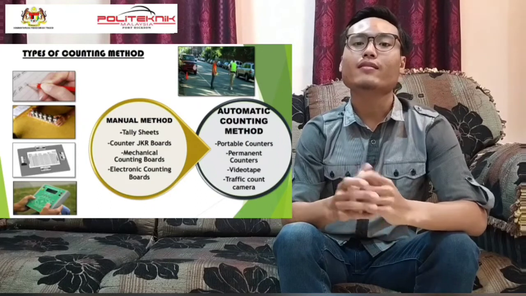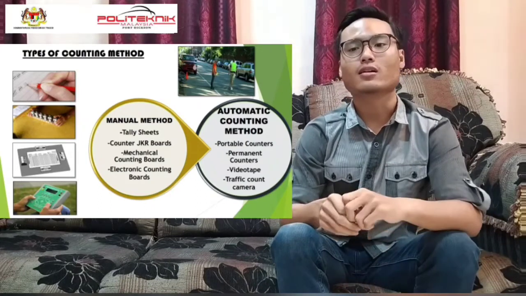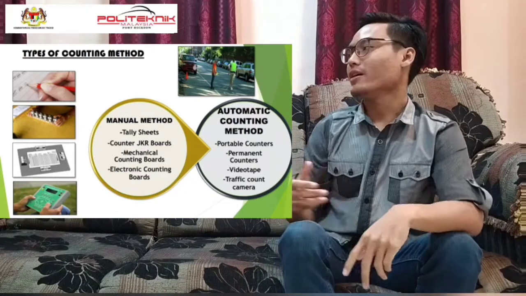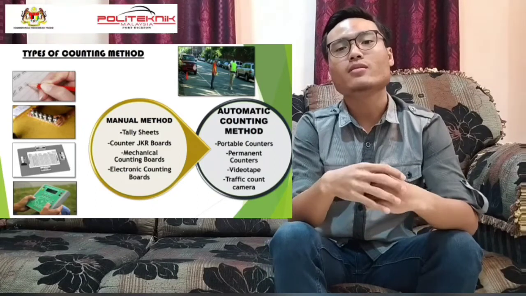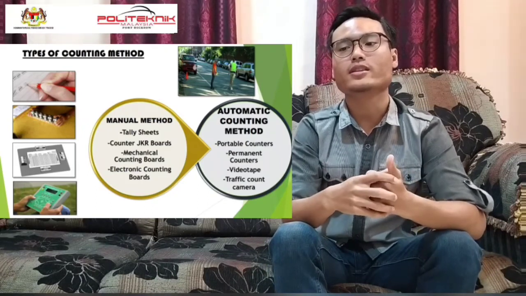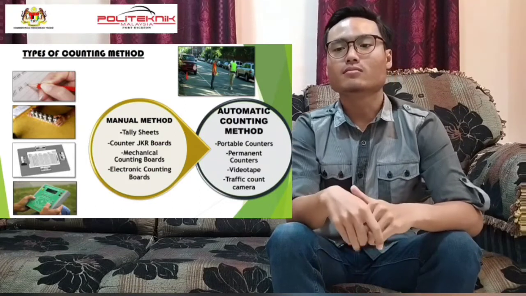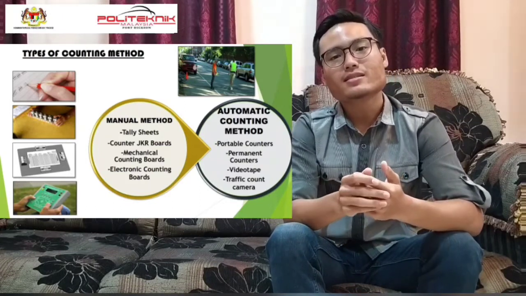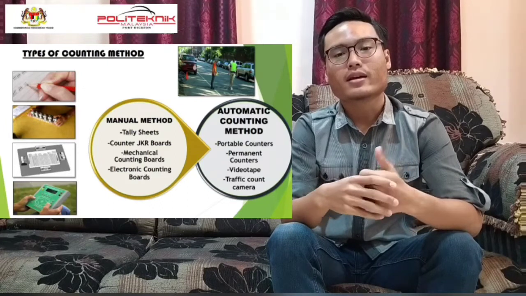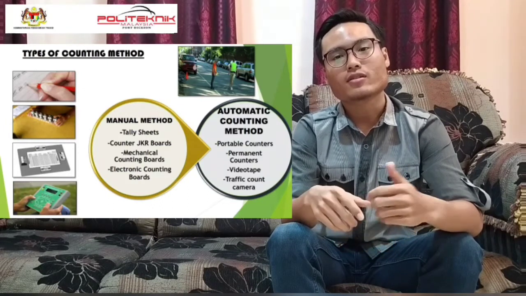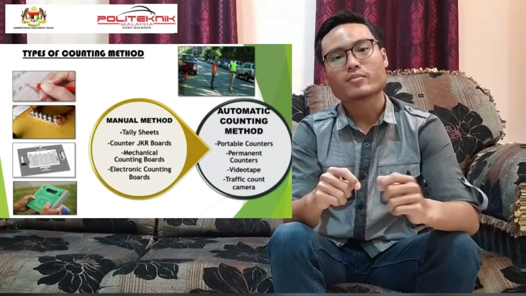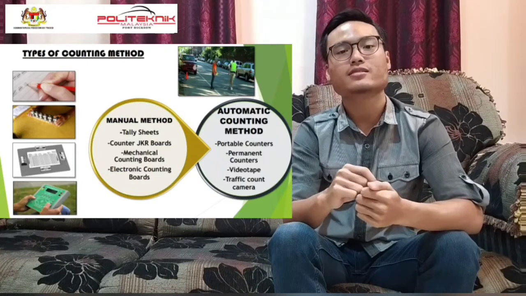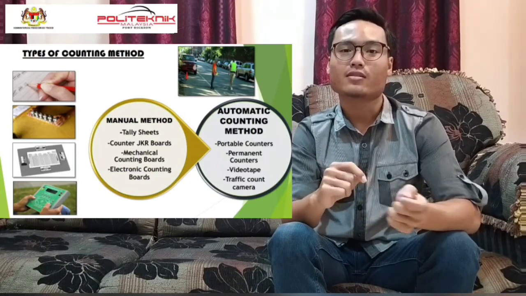Next, the third slide talks about the types of counting. There are two types. The first type is the manual method, and the second one is the automatic counting method. The manual method is like a tally sheet. With the tally sheet, we have one paper with a table on it, and we just tick the vehicles crossing the road.